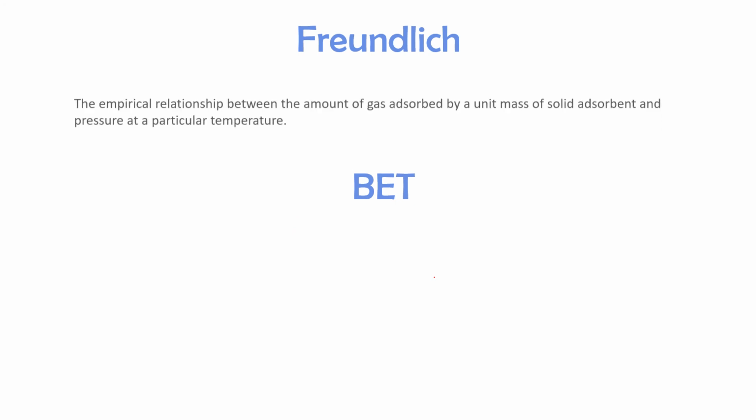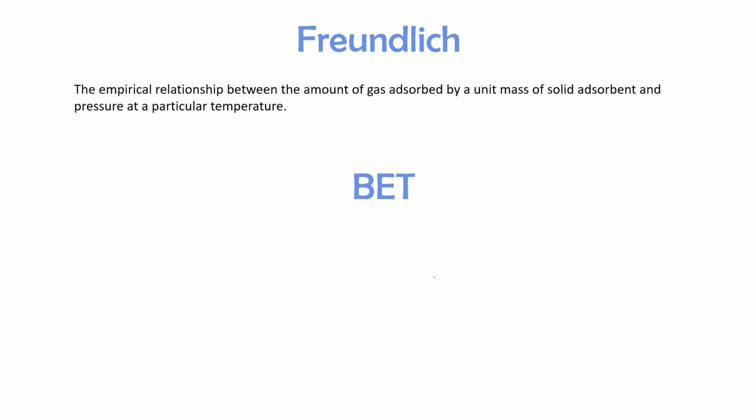For Freundlich adsorption isotherm, it is about the empirical relationship between the amount of gas adsorbed by a unit mass of a solid adsorbent and pressure at a particular temperature. Here, empirical means that it is observed in the experiment, okay, based on the experiment.